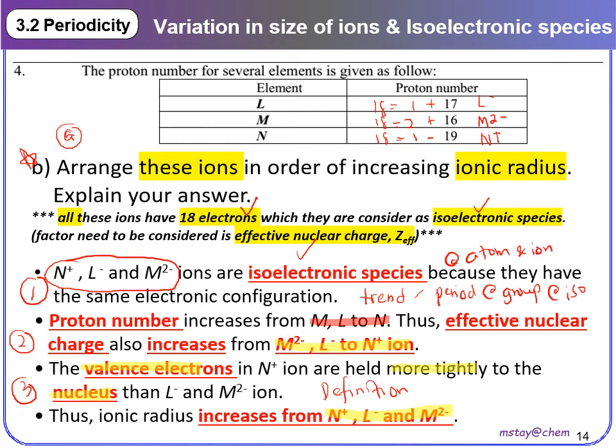After that, based on the trend, we identify the factor. And then the third one, we try to relate with the definition. And then lastly, we come out with the conclusion or the arrangement.